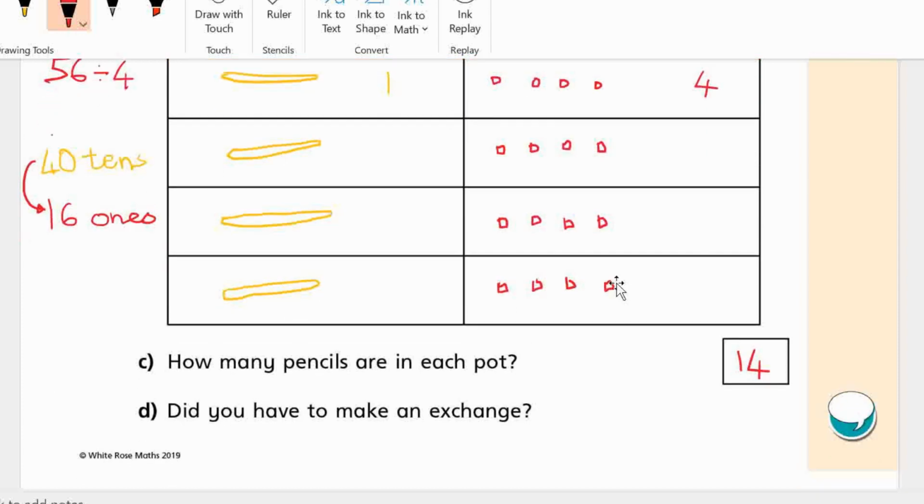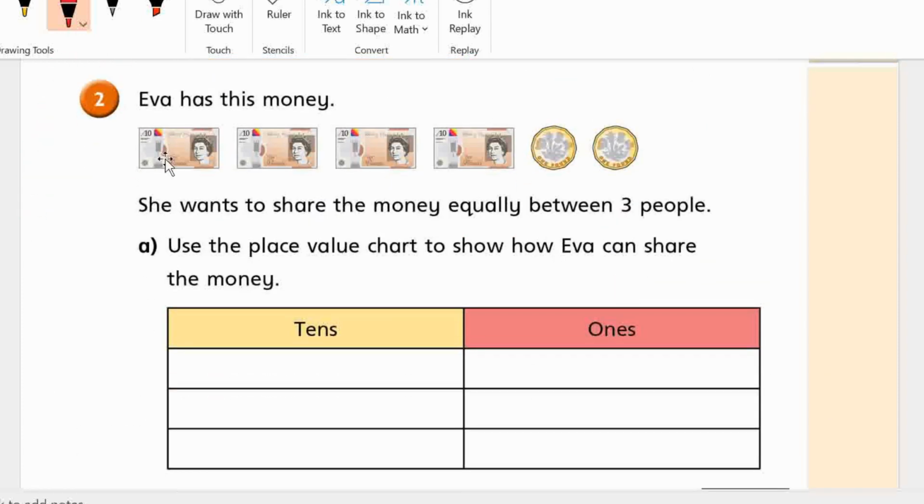Okay? Right, next task. Eva has this money. So it's 10, 10, 10, 10, 4 10s, and 2 1s. She wants to share the money equally between 3 people. Use the place value chart to show how Eva can share the money. So again, I'm going to use my cube sticks to represent the 10. So that's 1 10. So I've done that one. 2. Done that one. And 3.